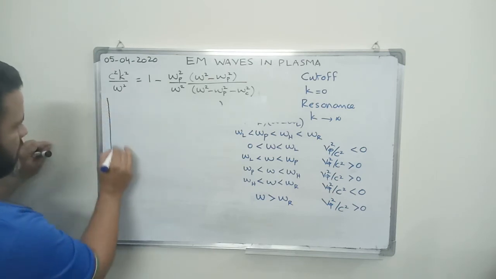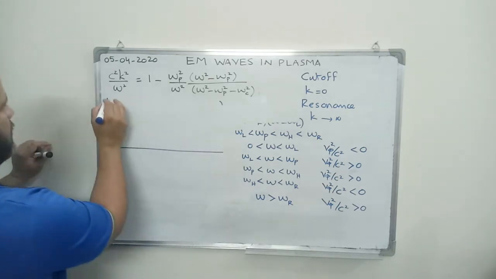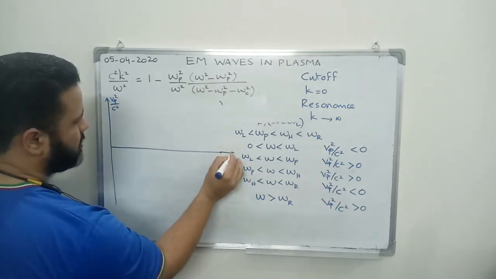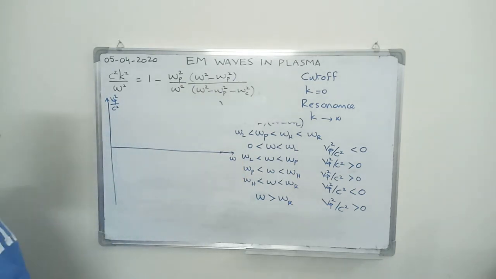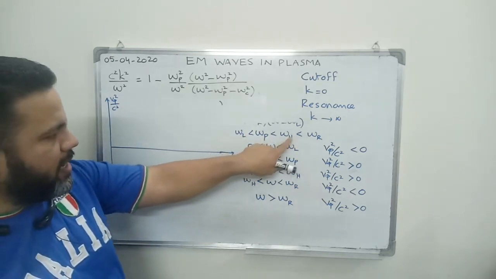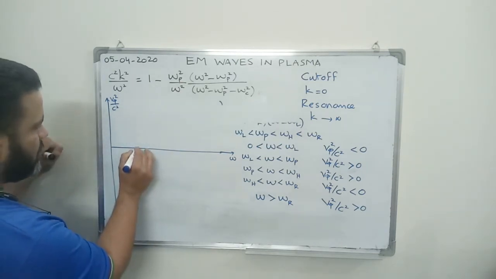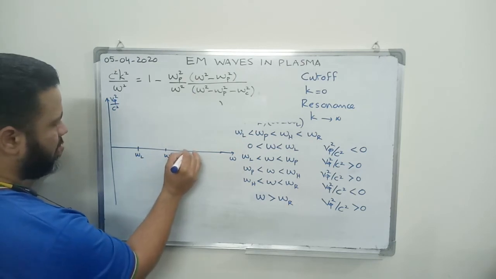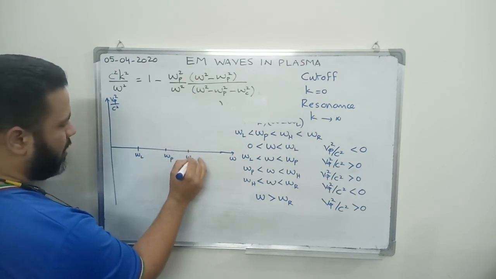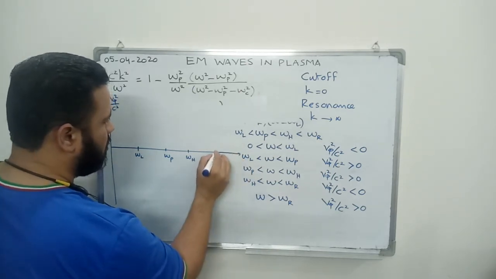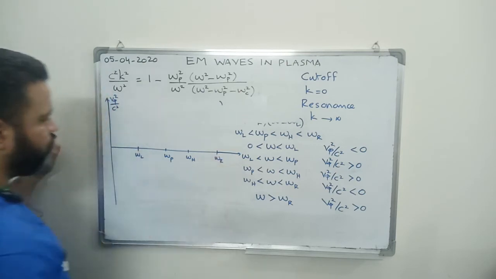So I am going to plot v phi squared over c squared versus omega. We have defined certain frequencies, right? Omega L, omega P, omega H, and omega R. So I'm going to give certain names: let's say this is omega L, this is omega P, this is omega H, and this is going to be omega R.